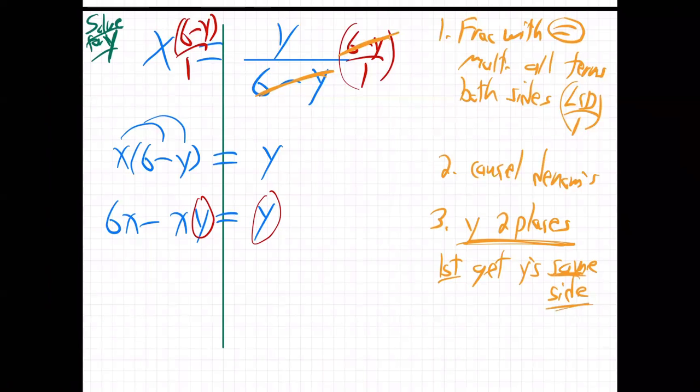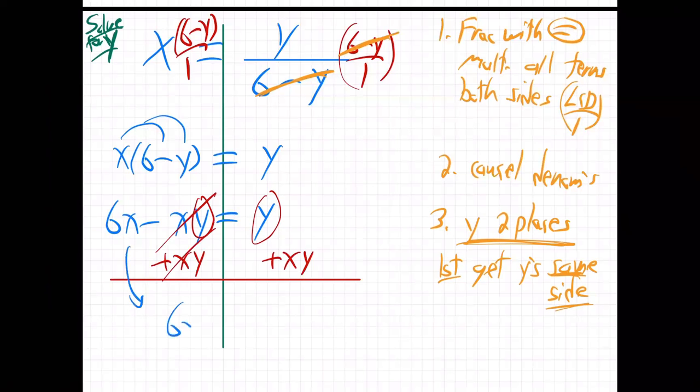Well, how are you going to do that? You're going to come over here and do the opposite, right? That's how we get rid of something, we do the opposite. These will cancel, you see. Bring down the 6x, and the other side will be y plus xy. See how the 2 y's are on the same side now?